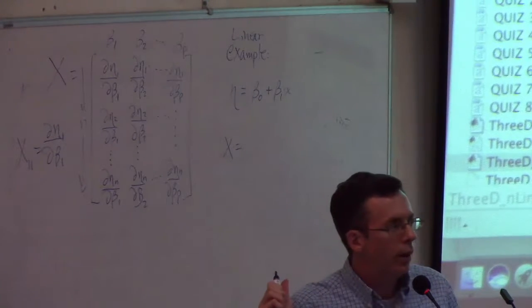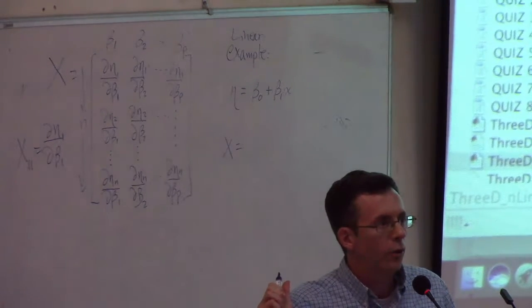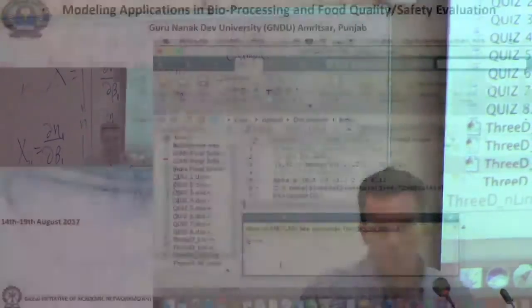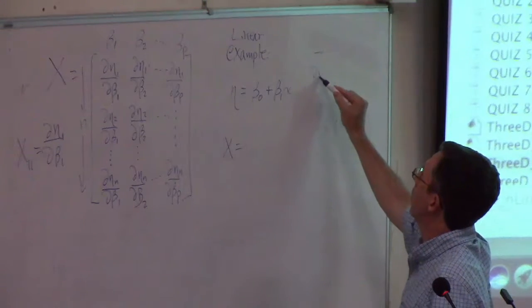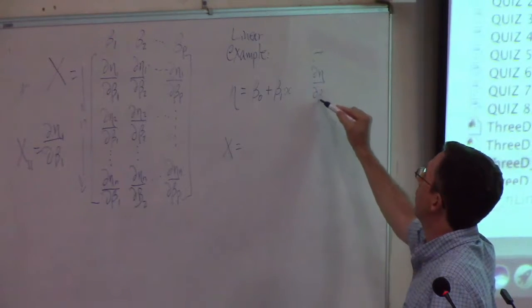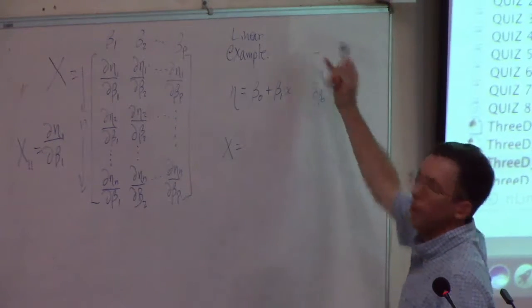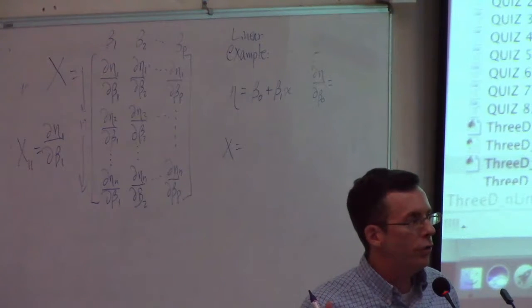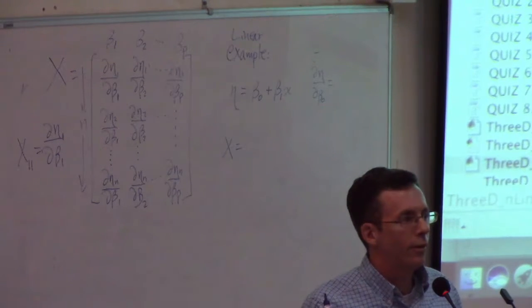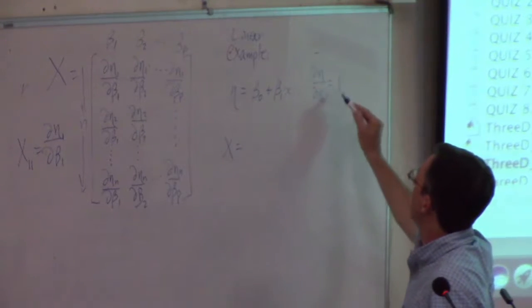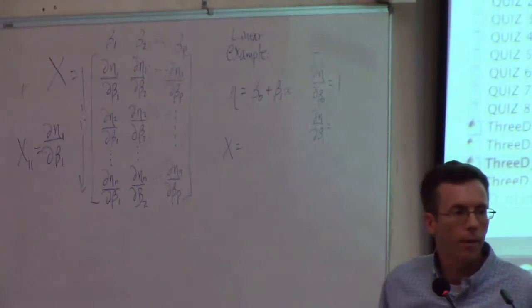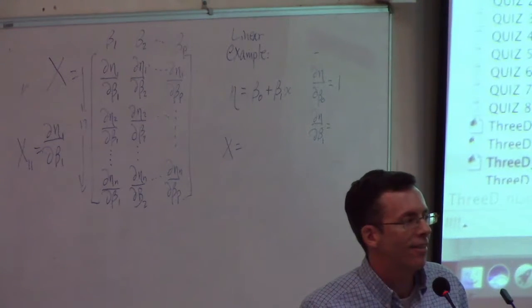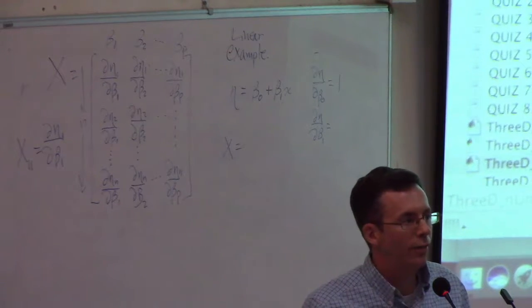Okay, so I gave you a linear model, right? So now let's set up the sensitivity matrix. So what is that? d eta, d beta 0 is what? 1. What's that one? Just x, right?